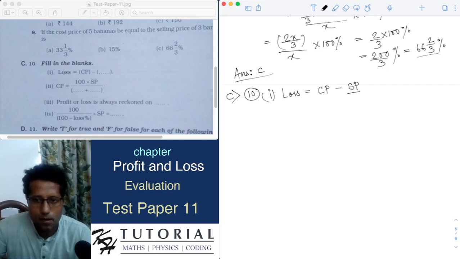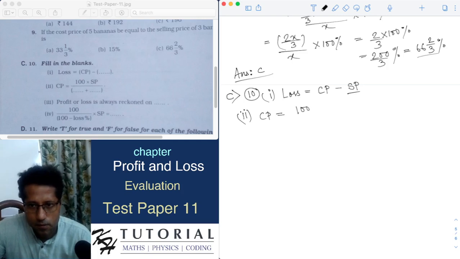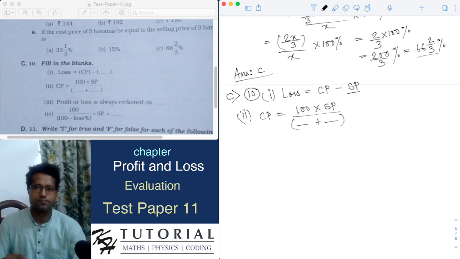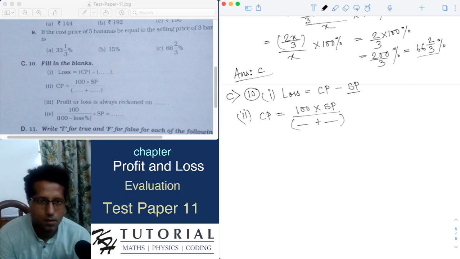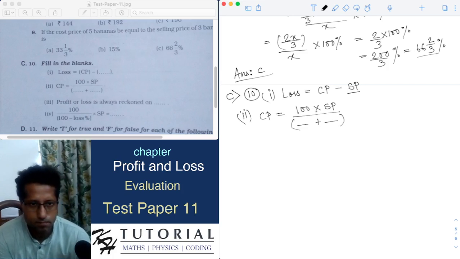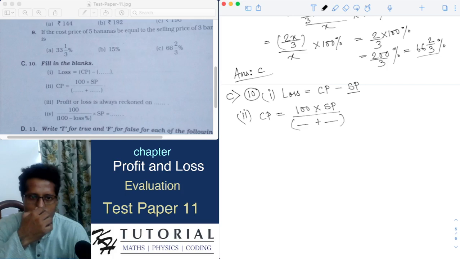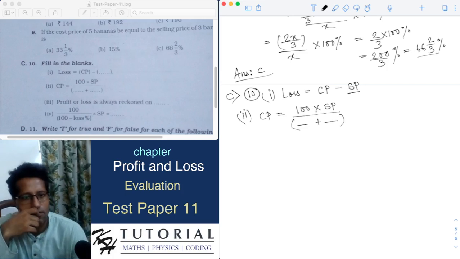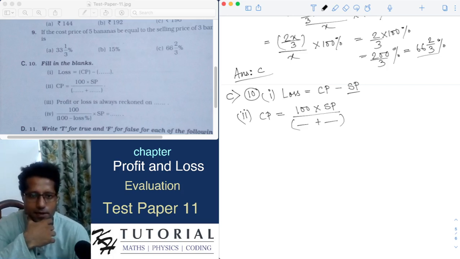Okay, part 2 says cost price equals 100 into selling price divided by dash plus dash. Now, what can be this dash plus dash?